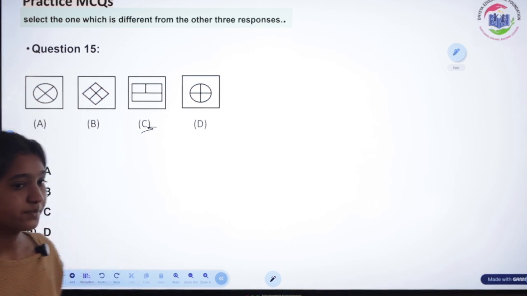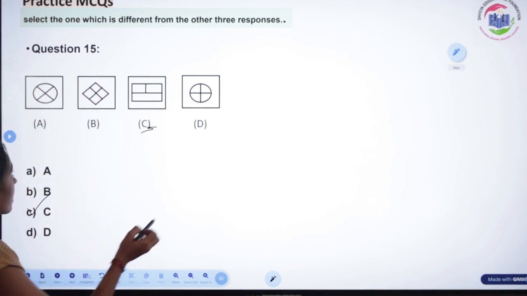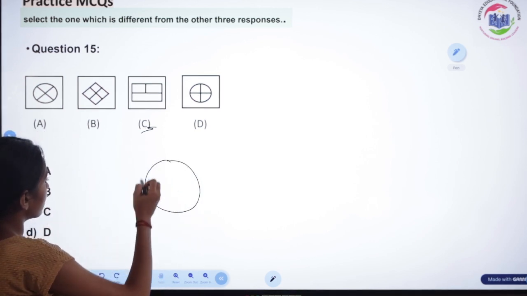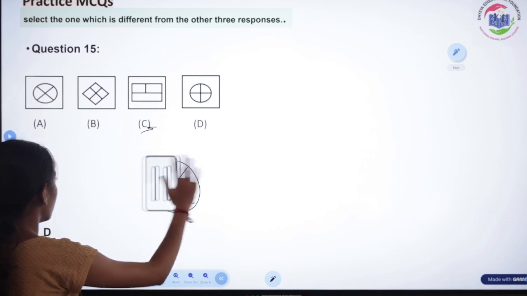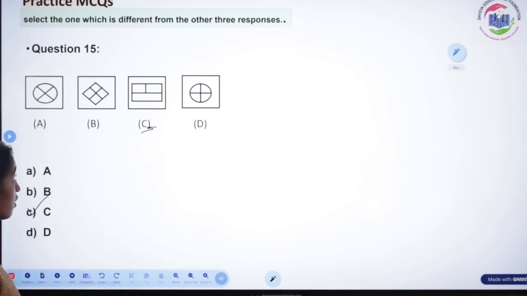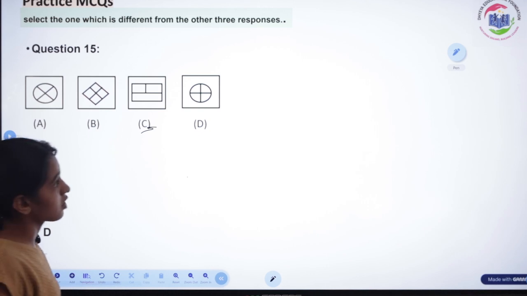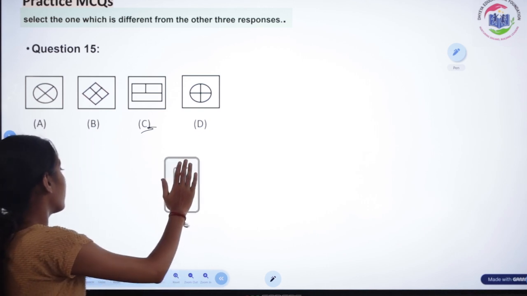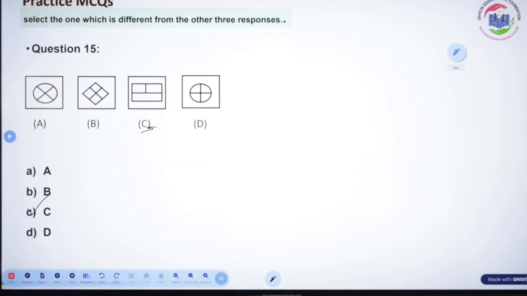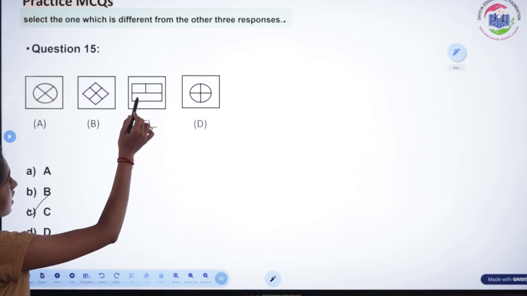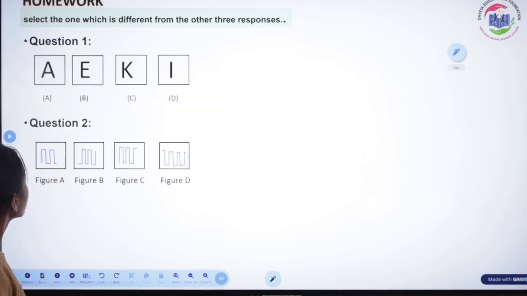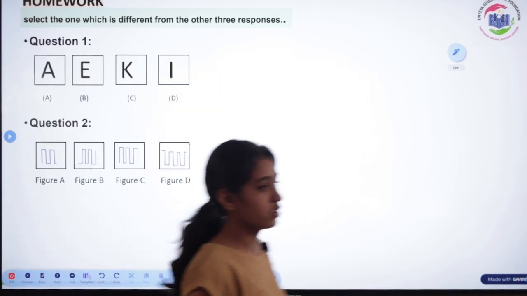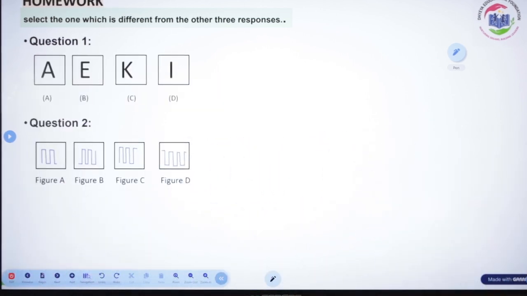But why? If you observe option A, there is a circle divided into equal parts. Again, option B also is divided into equal parts. Option D also is divided into equal parts. Only option C is not divided into equal parts. It is unequal: this part is large, this part is small. This is homework for you. Take a screenshot of this and solve your homework.